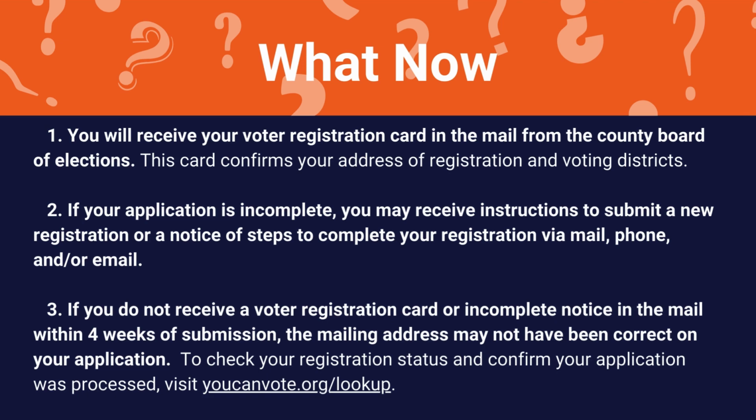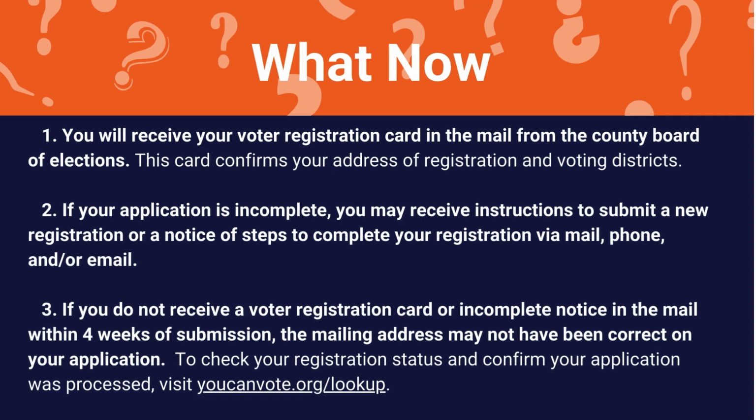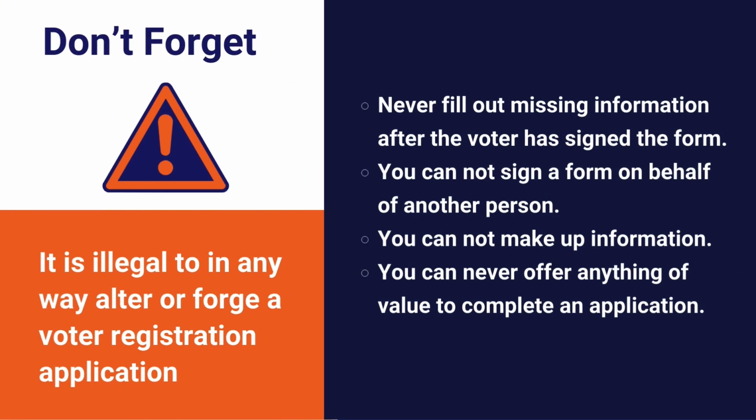Lastly, if you do not receive anything in the mail within the first month of submitting your voter registration form, it is possible that your mailing address was incorrect. Check your registration status and make sure your application was processed by visiting www.youcanvote.org/lookup. And don't forget, it is illegal to alter or forge a voter registration application and to fill out missing information after the voter has signed the form. You cannot sign a form on behalf of another person, make up information, or offer anything of value to complete an application.